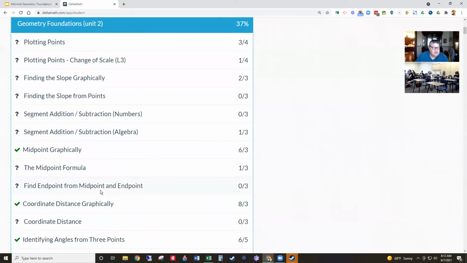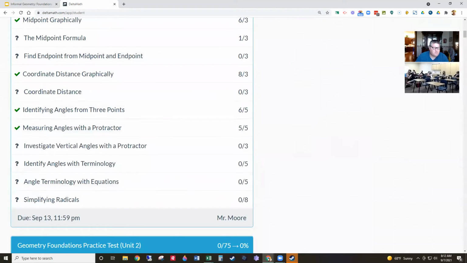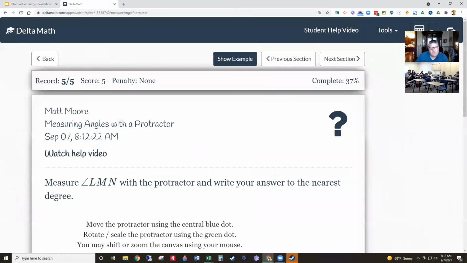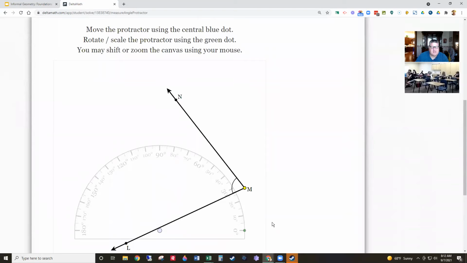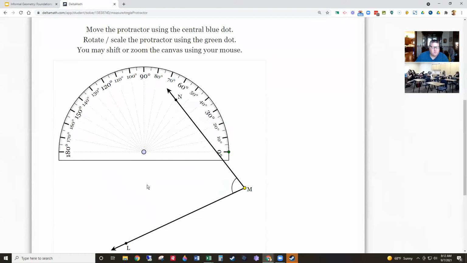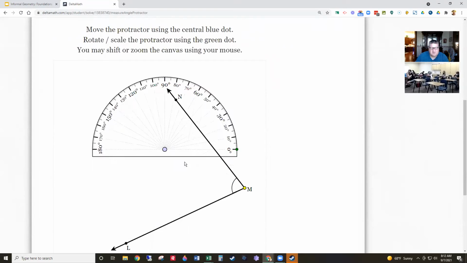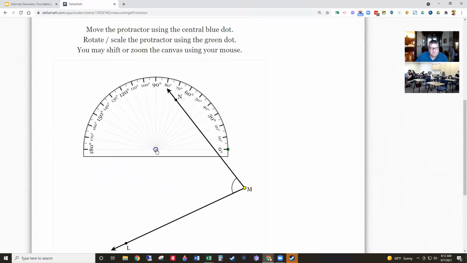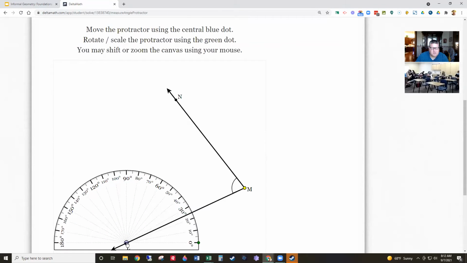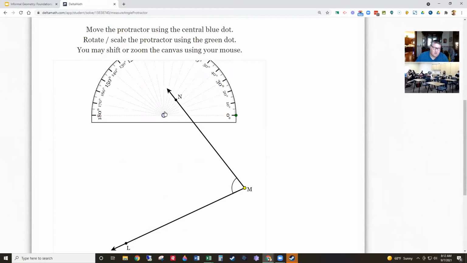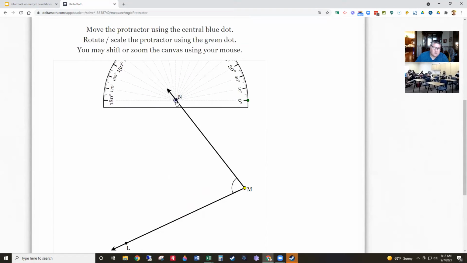How do you measure an angle? It's measured in degrees, but how do I physically measure an angle? Protractor, so like this guy here. Now, where do I need to put this protractor? Is it okay to put it here? Yes or no? They said no. No, put it on the vertex.